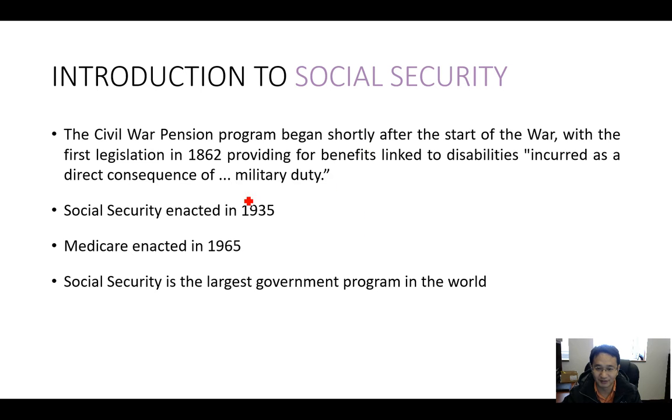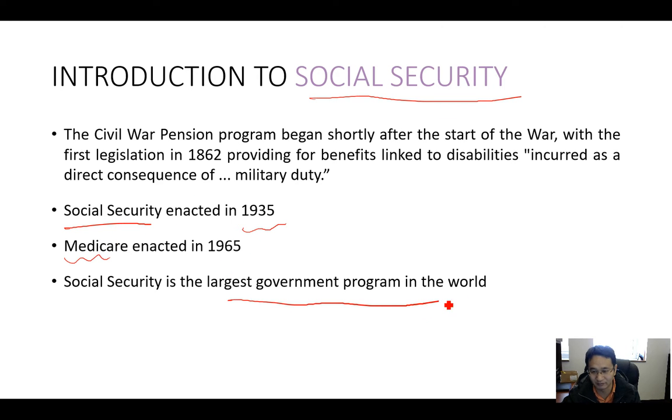So this is really important, Social Security, not just in this class, but overall for society. I think there's a video here. It was originally in 1935. I think it's directly after the Great Depression. The Great Recession was 2007, right? And then they have Social Security. Medicare and Social Security are the same idea. It's the largest government program in the world. Okay. Yeah, that's funny.